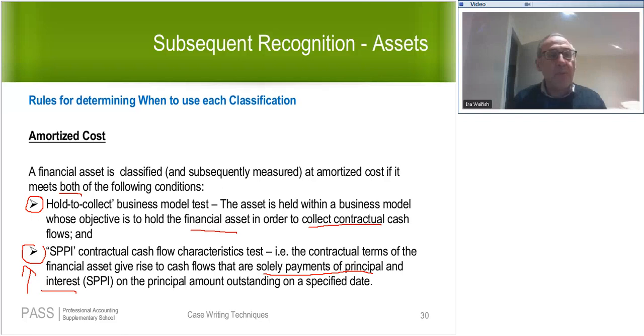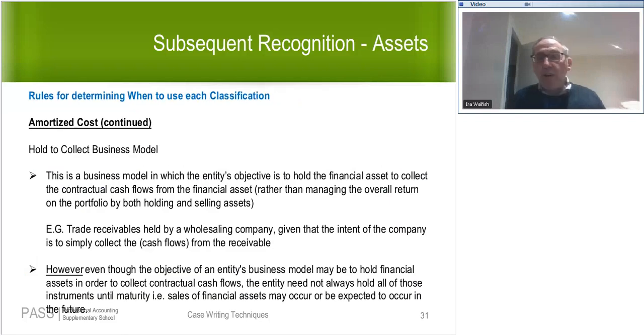I said a moment ago that in order to use amortized cost, we're dealing with a hold to collect business model. So this is a business model in which the entity's objective is to hold the financial asset to collect the contractual cash flows from the financial asset, rather than managing the overall return by both holding and selling. So as I mentioned before, I'm buying bonds, for example, not with the intent of selling them at a profit, but I'll hold them to maturity and collect interest. That's my primary goal. Or here's an even simpler example. You have a wholesale company and they have trade receivables, and they're simply planning to hold on to those trade receivables to maturity.